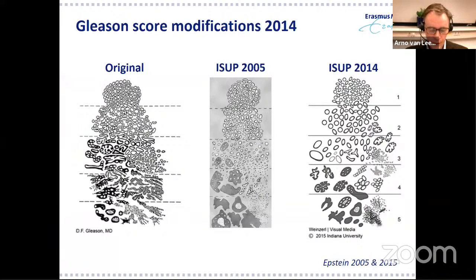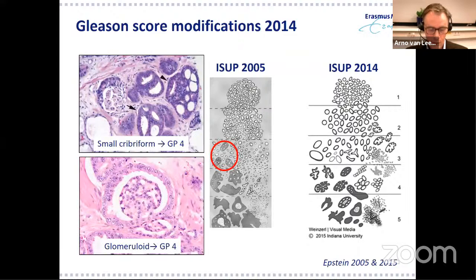The 2005 ISUP prostate cancer meeting set the base for current prostate cancer grading, while in 2014 some minor modifications were included. The most important of these minor modifications were that small cribriform glands should all be assigned a Gleason pattern 4 and not 3, and that glomerular pattern should be graded as pattern 4.